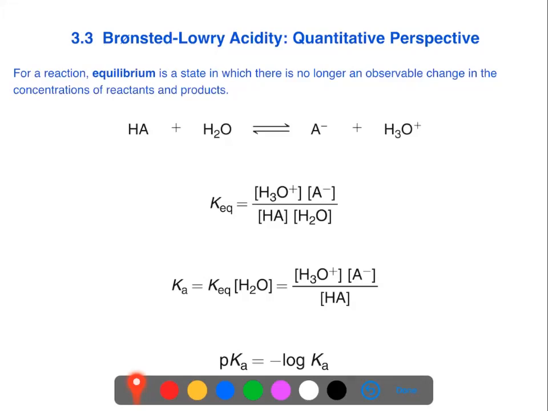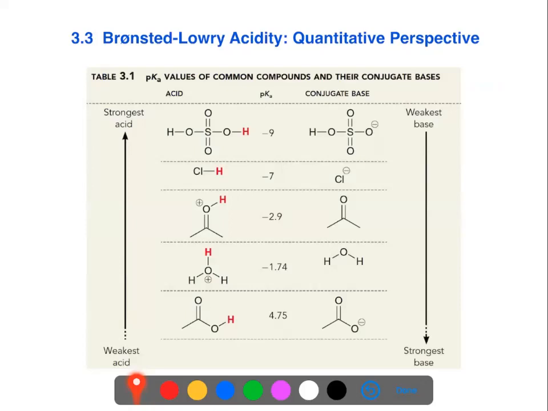Now in this course, we're not going to be calculating pKa values, but I think it's important to be able to appreciate what the relative pKa values say about the relative acidity of organic molecules. So in your textbook, there is table 3.1 that lists the pKa values of some common compounds as well as their conjugate bases. So as you can see, the strongest acids are going to have the lowest pKa values.